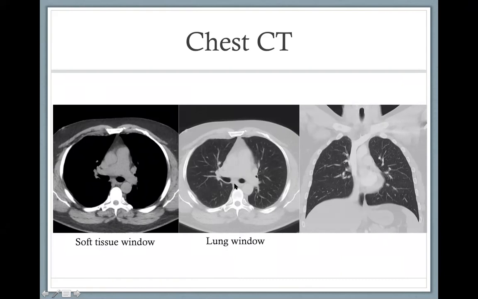These two are axial images, so they are acquired in the axial plane. This is a coronal format. In CT, for example, for the chest, we acquire the images in the axial plane because this is how the patient is lying. So we go from the top of the patient, from head to foot, and we take slices. And then we reconstruct in another plane. In this case, this is a coronal plane, and again, it's lung window. So axial soft tissue window, axial lung window, and coronal lung window.